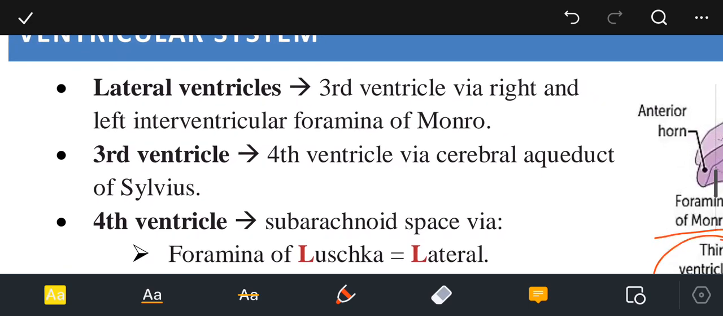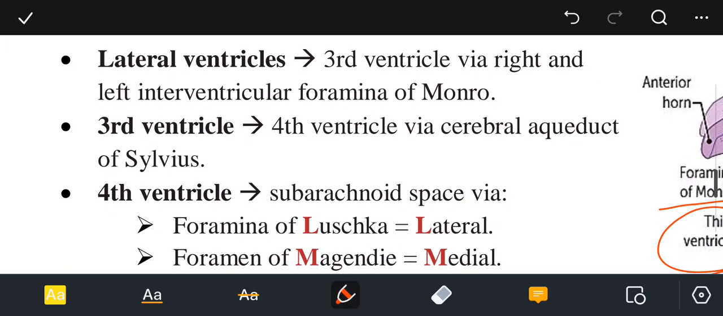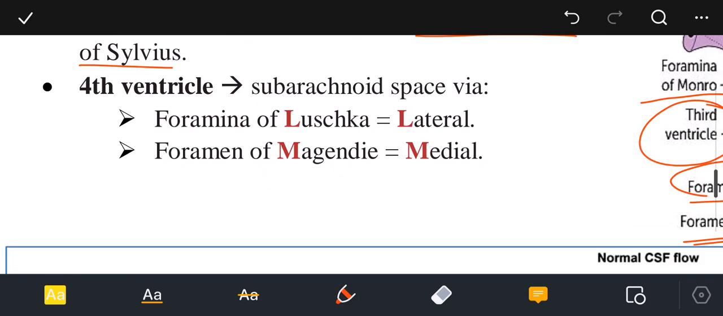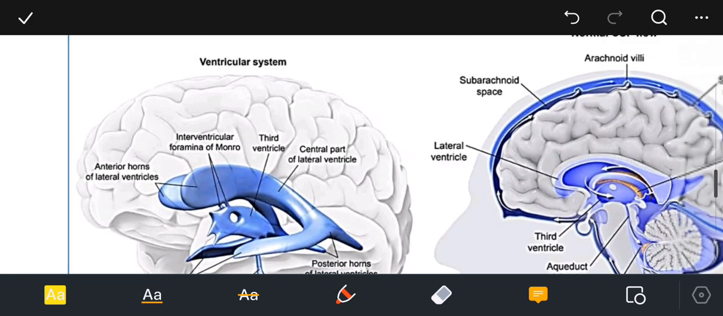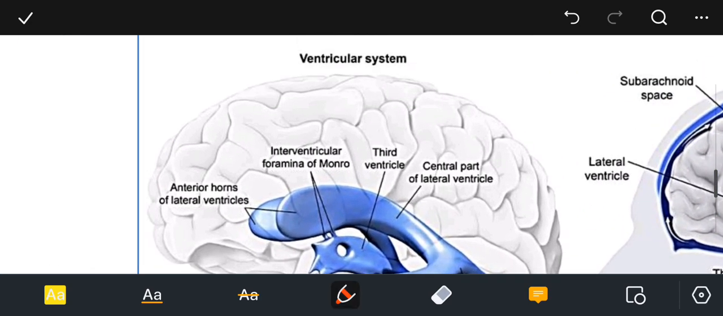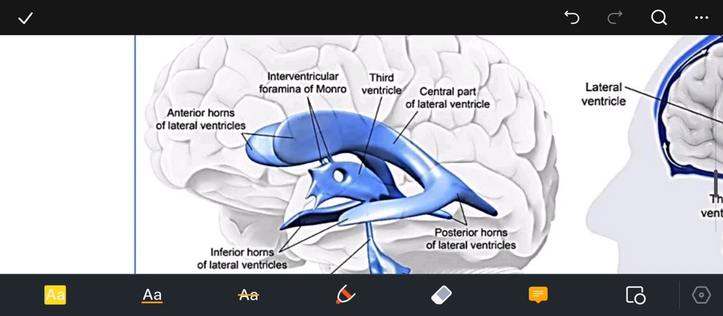Now let's read this text. They are saying that the lateral ventricles are connected to the third ventricle via right and left interventricular foramina of Monro. The third ventricle is connected to the fourth ventricle via cerebral aqueduct of Sylvius, and the fourth ventricle is connected to the subarachnoid space via foramina of Luschka, which are lateral, and foramen of Magendie, which is medial. Then the next thing is a diagram from UWorld, and here you can see this is the ventricular system.